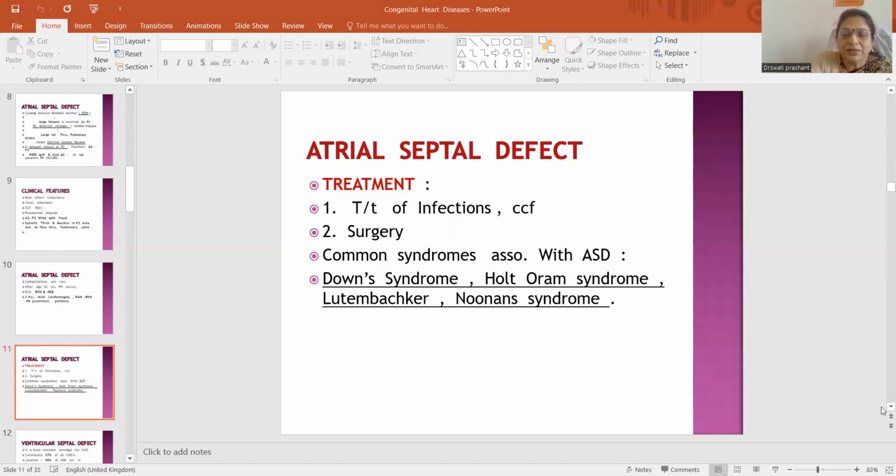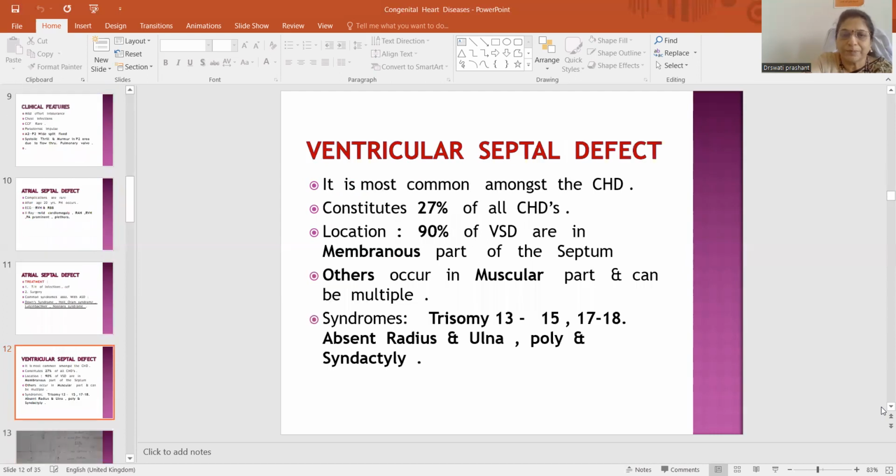Treatment includes treatment of infections and congestive cardiac failure, that is digoxin, diuretics, ACE inhibitors. These are the treatment of congestive cardiac failure. Surgery is the permanent answer. Common syndromes associated with ASD: Down syndrome, Holt-Oram syndrome, Ellis-van Creveld syndrome, and Noonan syndrome.